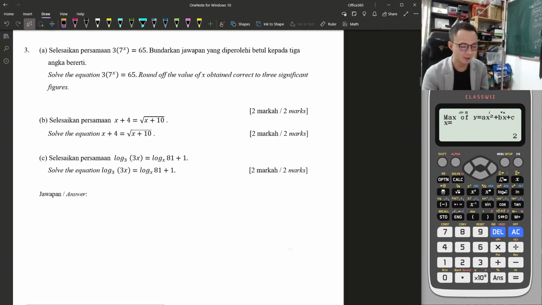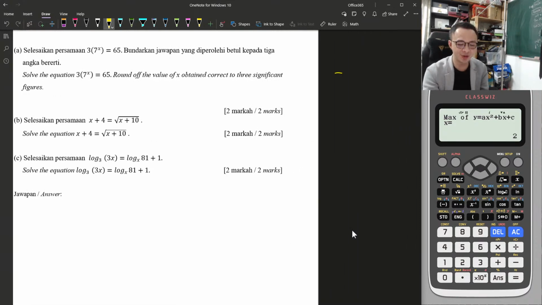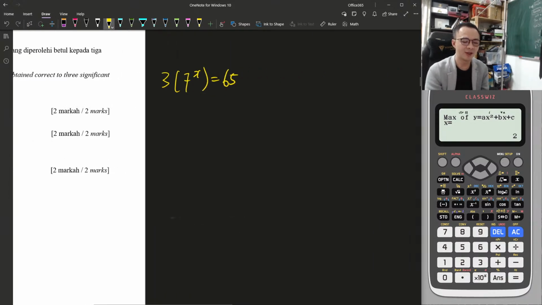Okay. All right, this one is 3 times 7 to the power of x equals to 65. All right, this one definitely, 7 power of x equals to 65 over 3. It's a log question. In order to solve it, you can add the log 10, or if you are familiar with ln, you can add the ln for both sides.